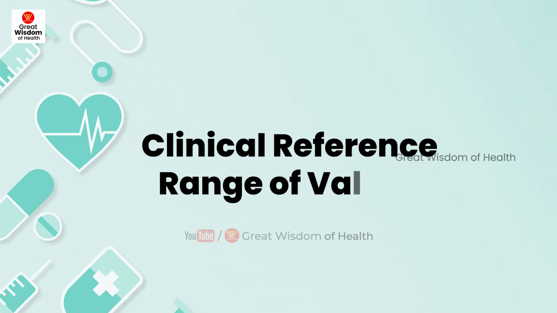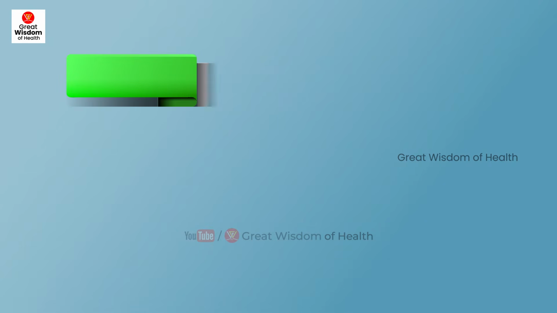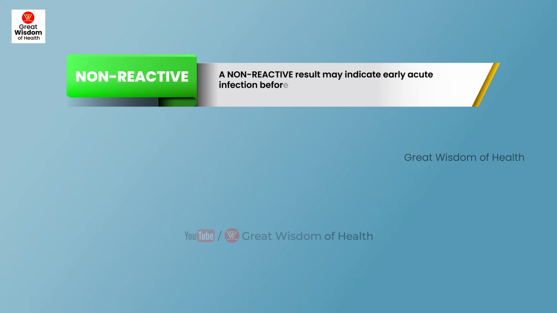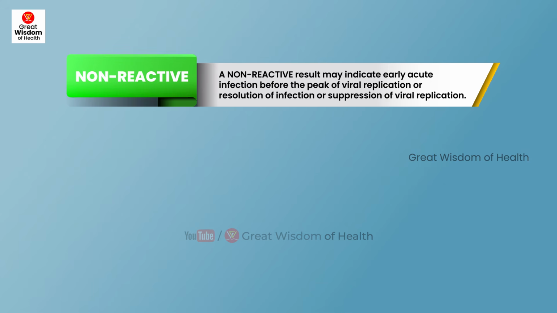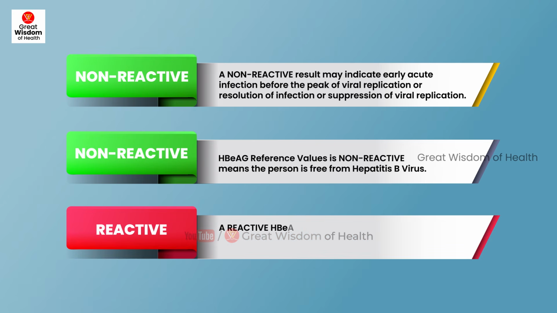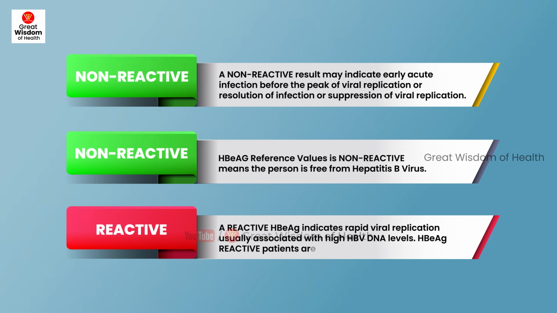Clinical reference range of values. HBeAg reference value: non-reactive. A non-reactive result may indicate early acute infection before the peak of viral replication, or resolution of infection, or suppression of viral replication. Non-reactive HBeAg means the person is free from hepatitis B virus. Reactive: a reactive HBeAg indicates rapid viral replication, usually associated with high HBV DNA levels. HBeAg reactive patients are considered highly infectious.